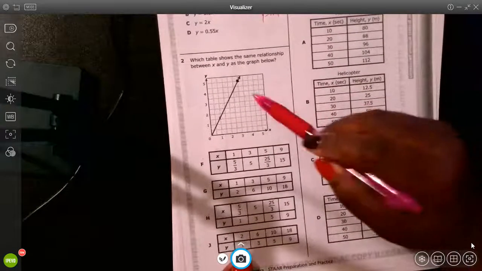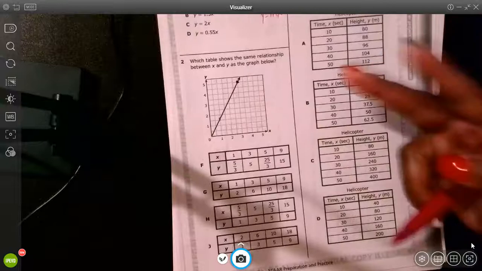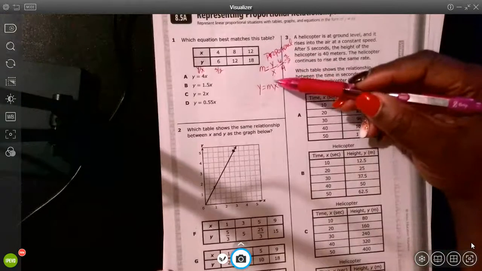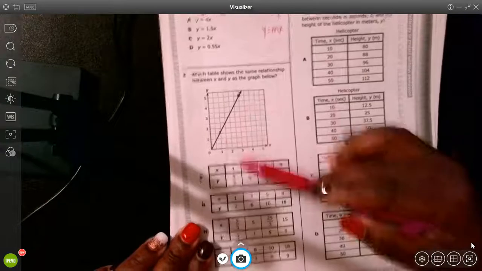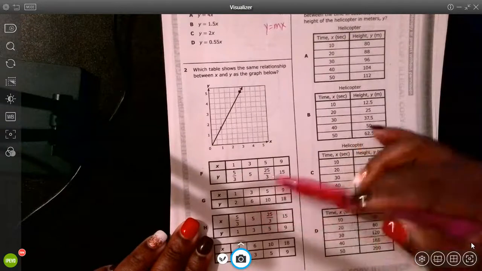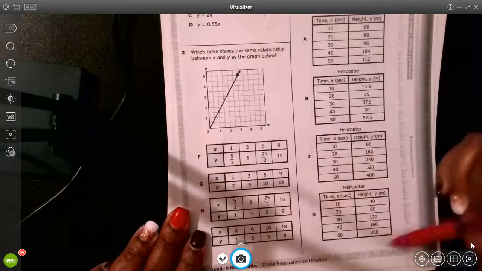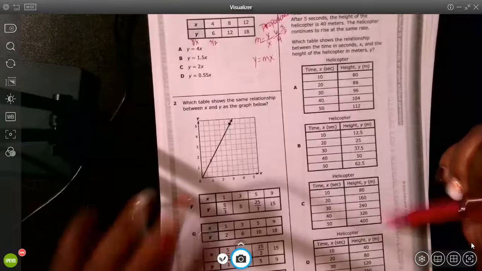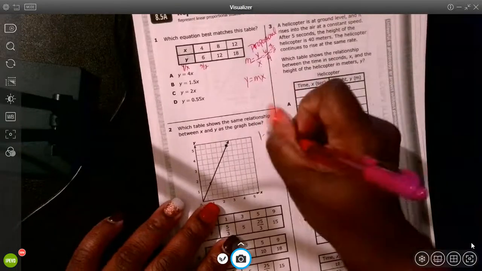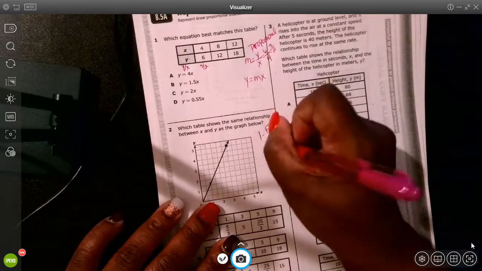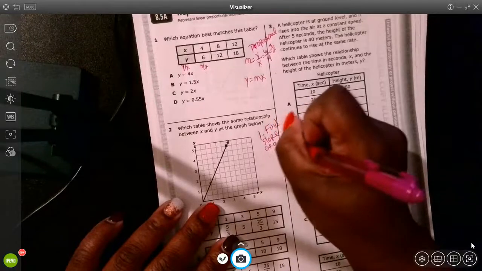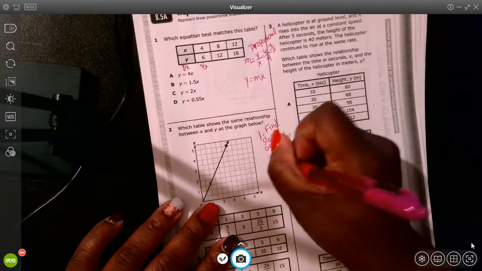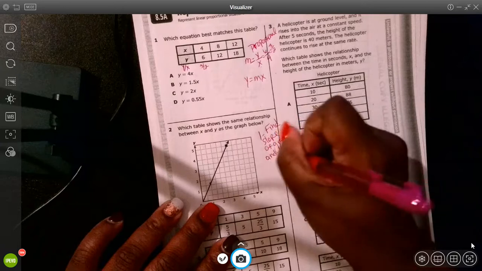Because of this graph, I can do 2 things. One, remember before we talked about how we can find the slope. I can find the slope of this line and then find the slope of each one of these options. That's one way. So I'm going to say 1, I can find slope of graph and tables.